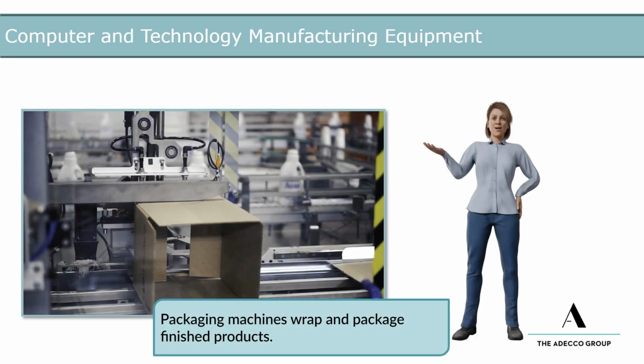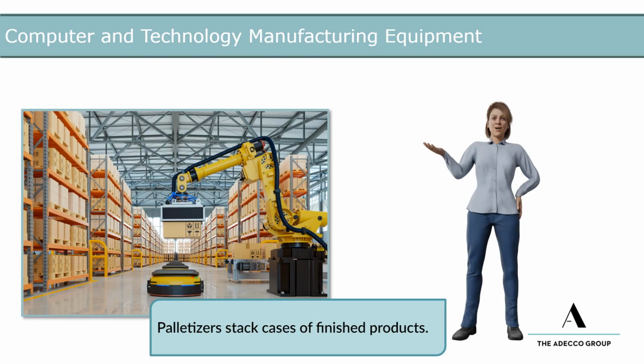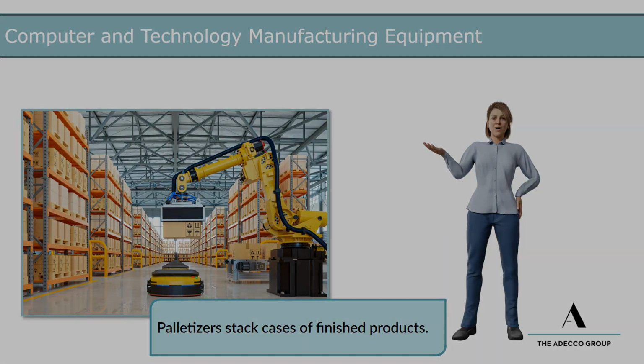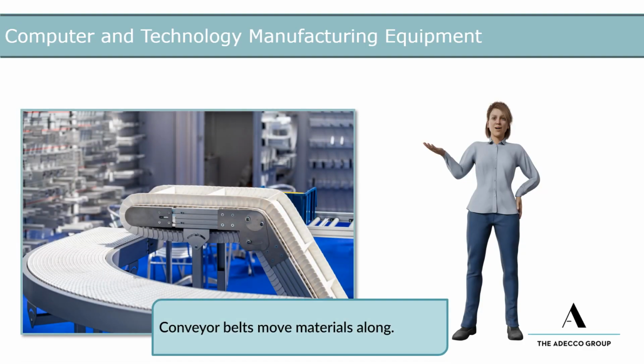Packaging machines are used to package finished products or components. The packaging equipment forms, fills, seals, wraps, cleans, and packages the product in various containers such as paper, cardboard, and plastic. Palletizers are used to automatically stack cases of finished goods or products onto a pallet. Conveyors are used to easily move materials and components through the manufacturing process.